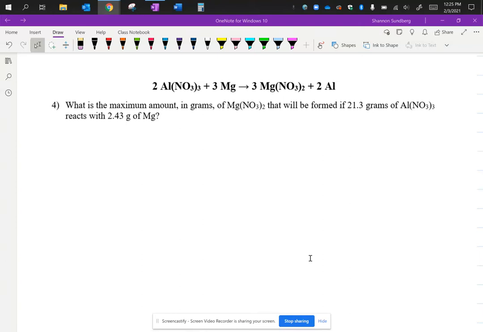We've got a problem here that's asking us about the limiting reactant. So let's see what it says. What is the maximum amount in grams of Mg(NO3)2 that will be formed if 21.3 grams of Al(NO3)3 reacts with 2.43 grams of Mg? So a limiting reactant problem is trying to determine which reactant runs out first, basically.